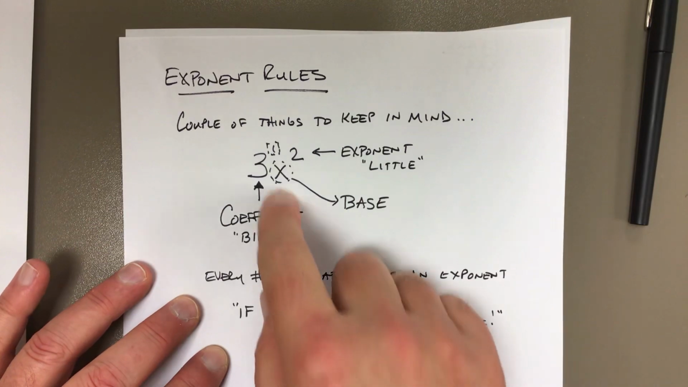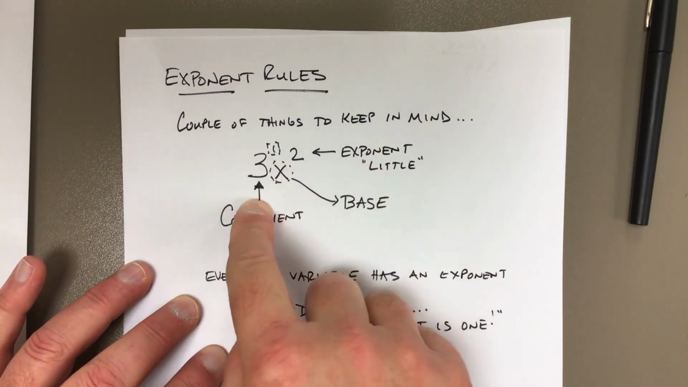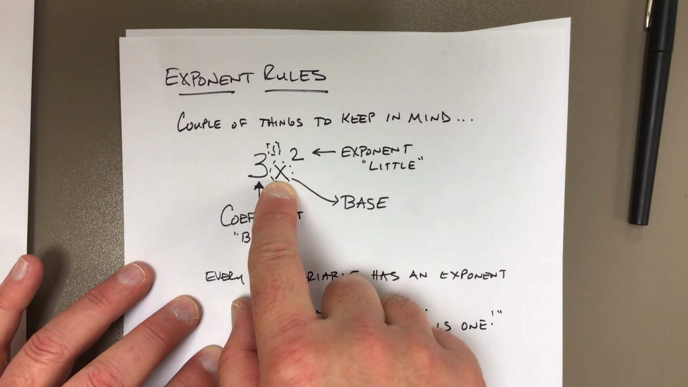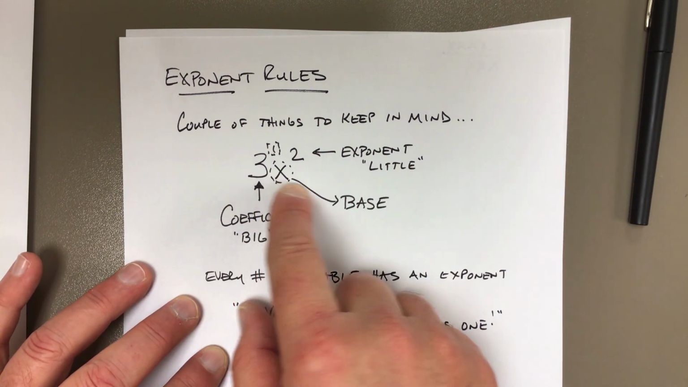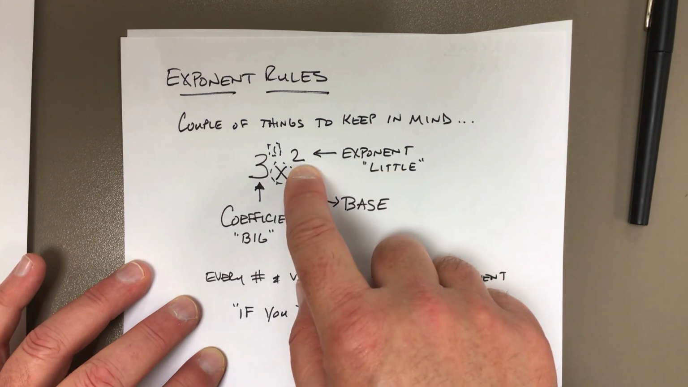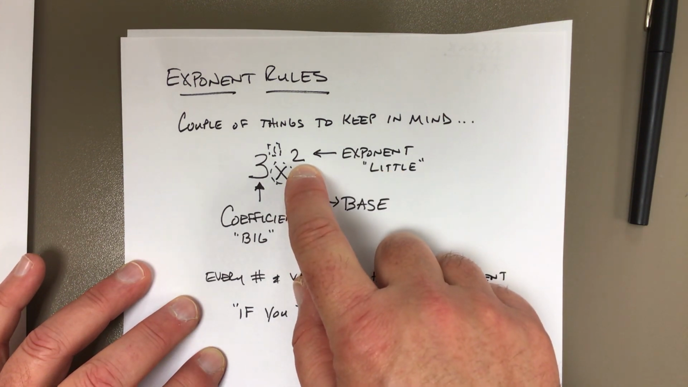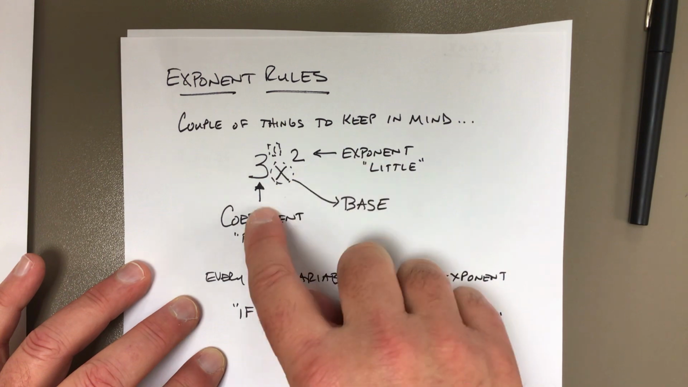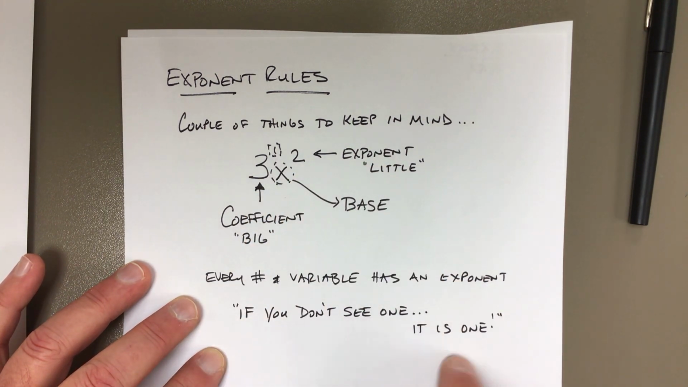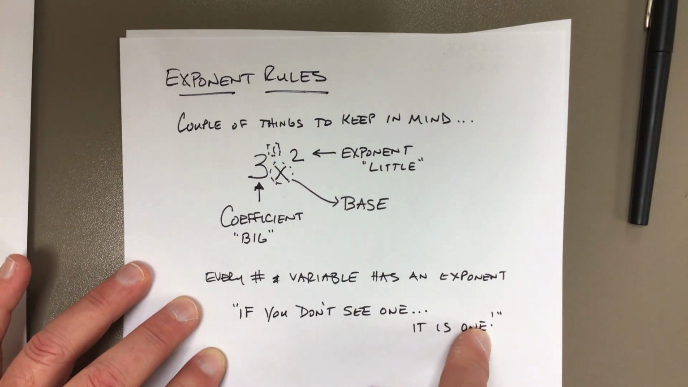Remembering a couple things here, right? Coefficient is the big number. It's the number that's attached to a variable. In this case, the variable is x, and that's the base because it has an exponent of 2. The little number is the exponent. It's a little raised, so I refer to this as little, and the coefficient is the big. And if you don't see one, it is 1, meaning that every number and variable has an exponent.